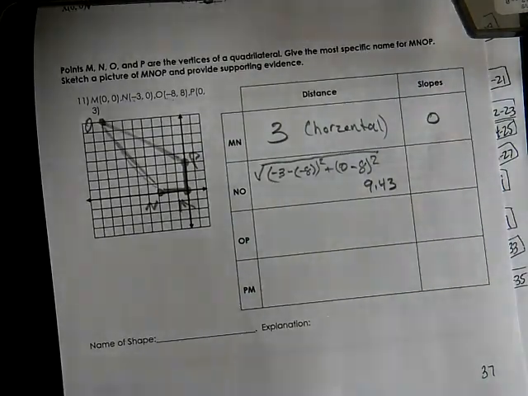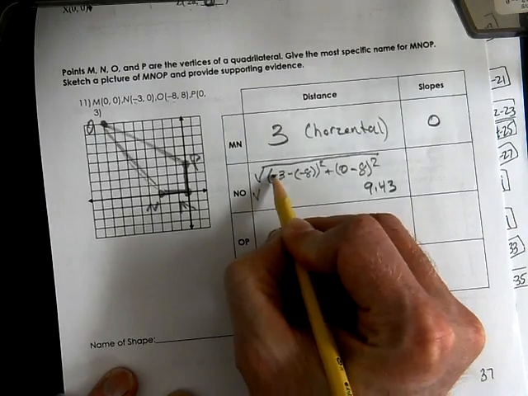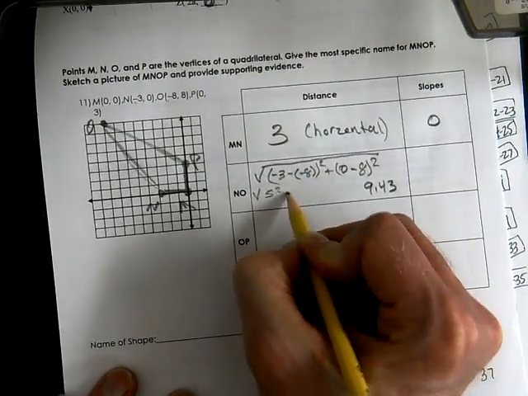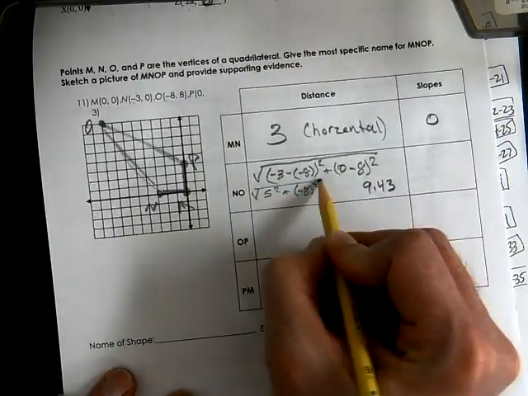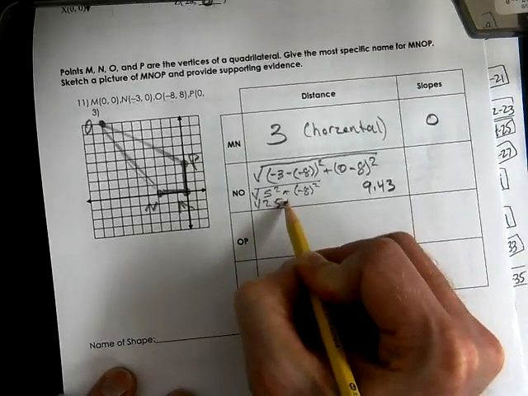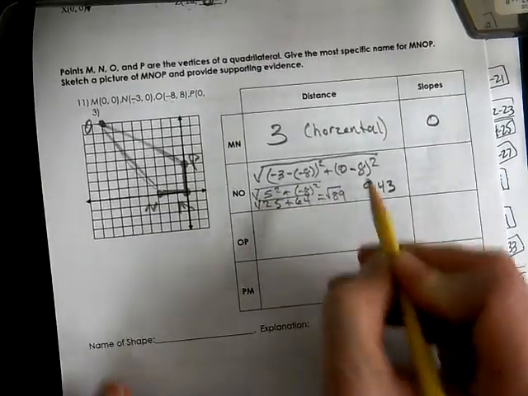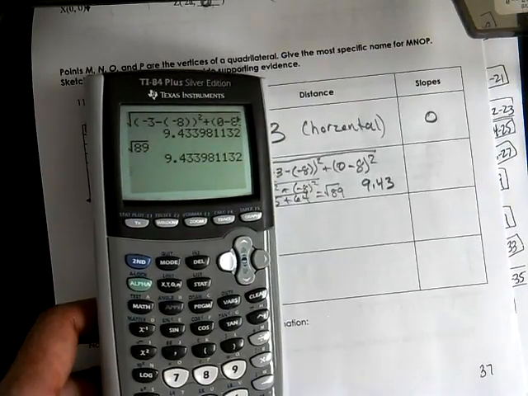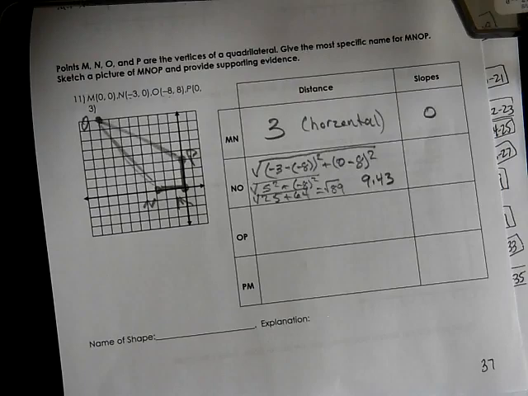Can I do better than the decimal? Well, this would have been the square root of -3 plus 8, which would have been 5. And this would have been -8 squared. So this is 25 plus 64. So that is the square root of 89. Let's see if this is the square root of 89. It's exactly the square root. So that's good.